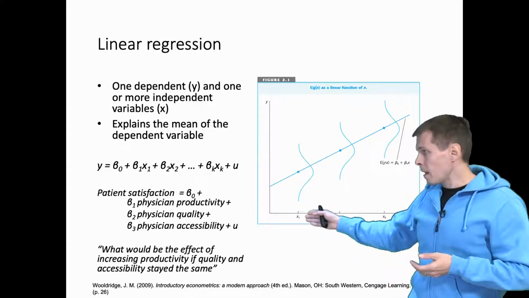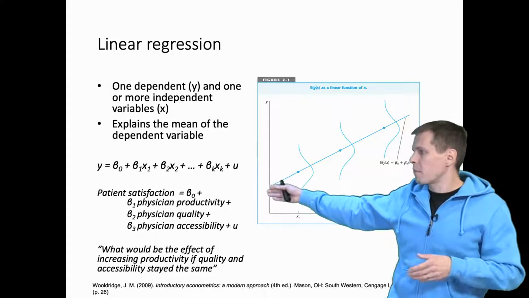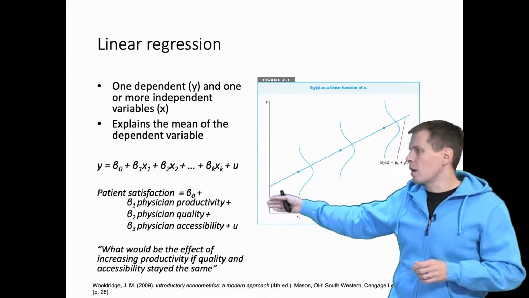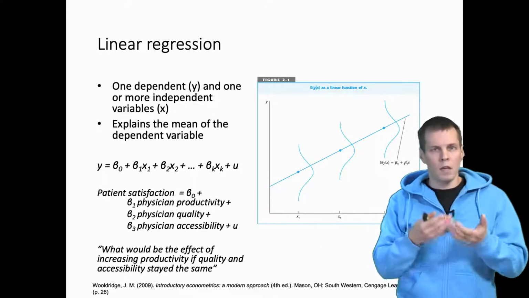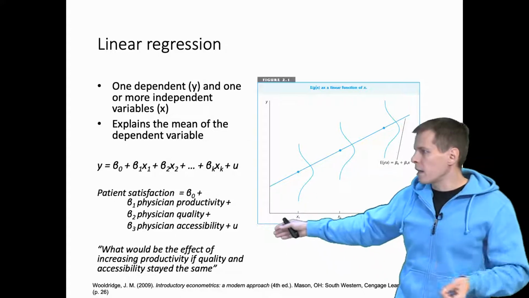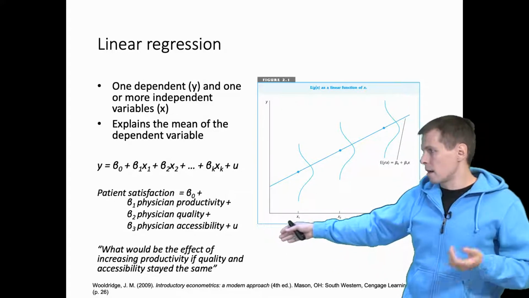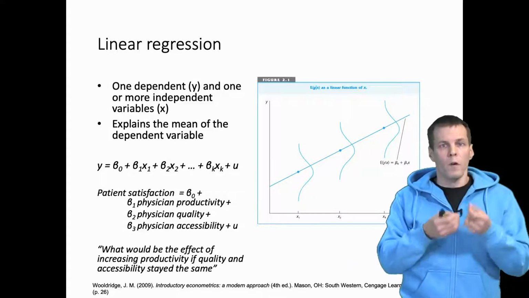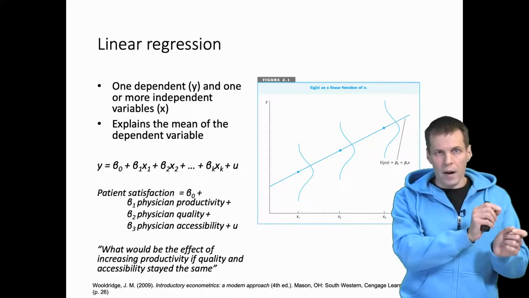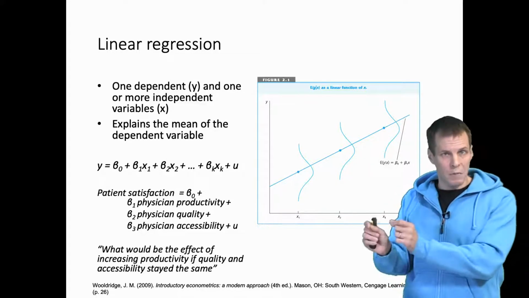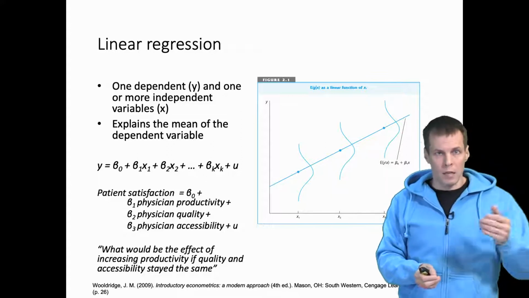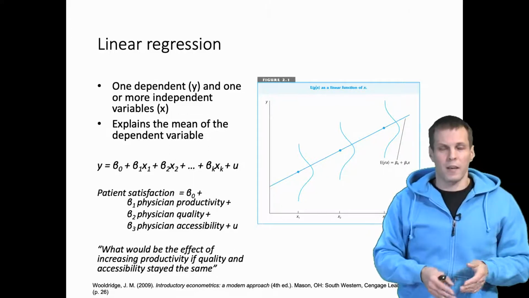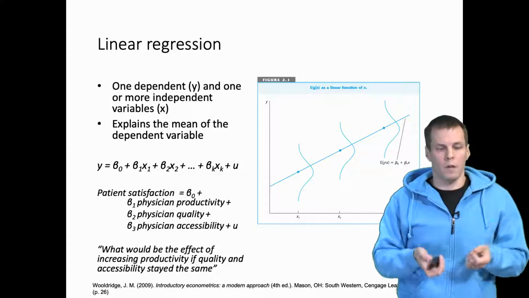In our Heckman's paper example, we can, for example, say that patient satisfaction is a function, it's a sum or weighted sum of physician productivity, physician quality, physician accessibility. And the regression analysis tells us what would be the effect of increasing productivity if quality and accessibility stayed the same. So regression analysis can be used to answer this kind of what if questions. What if one variable changes and others stay the same? What if we name a woman as a CEO of a company, and industry and size of the company stay the same? That gives us an estimate of the causal effect.